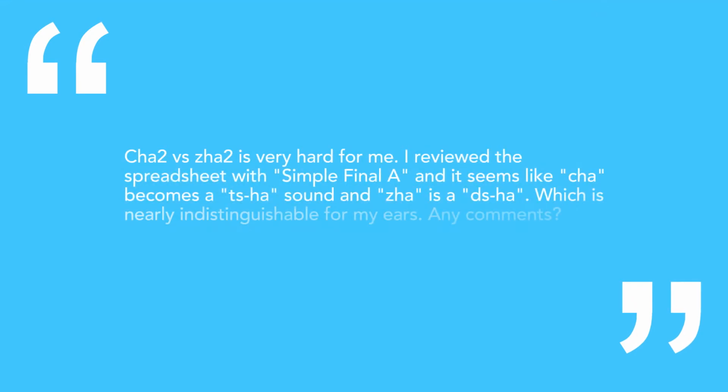Roland Kofler on Unit 9 wrap-up, he says, cha versus ja is very hard for me. I reviewed the spreadsheet with simple final A, and it seems like cha becomes a TSHA sound, and ja is DSHA, which is nearly indistinguishable for my ears. Any comments? Interestingly enough, Roland left this comment 2 lessons before we were going to introduce the minimal pairs Anki deck, which is designed exactly for this. And in it, I wasn't surprised to find that cha, ja, and sha are all in there.